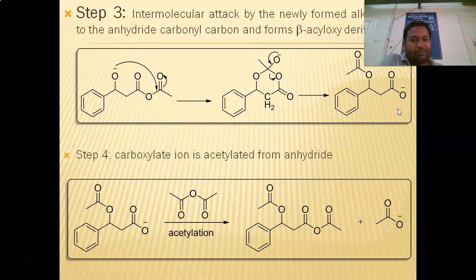This beta acyloxy derivative again reacts with the base, which abstracts the proton. This undergoes the reaction, forming the acetylation. The protection of the O minus takes place by acetic anhydride. This step is called acetylation. The acetylation gives rise to the corresponding compound and the acetate ion.